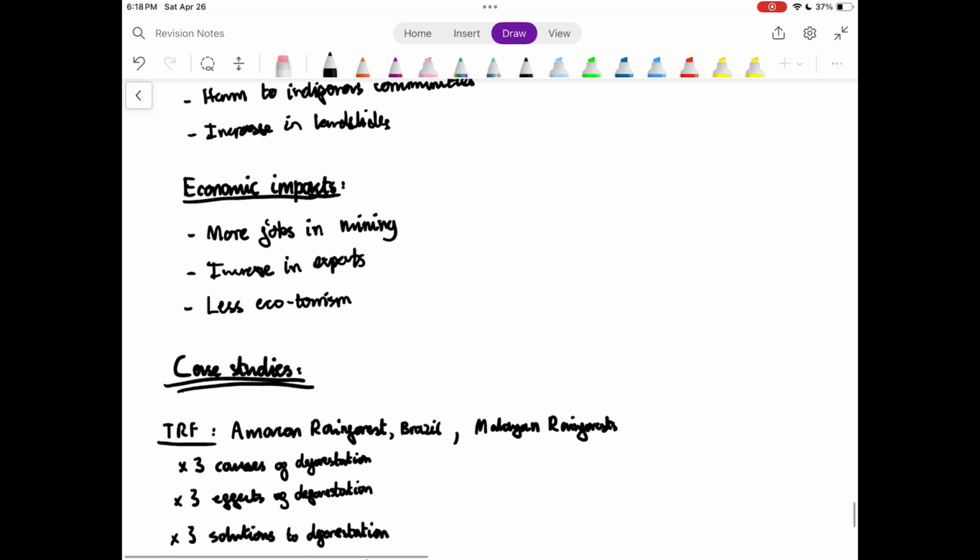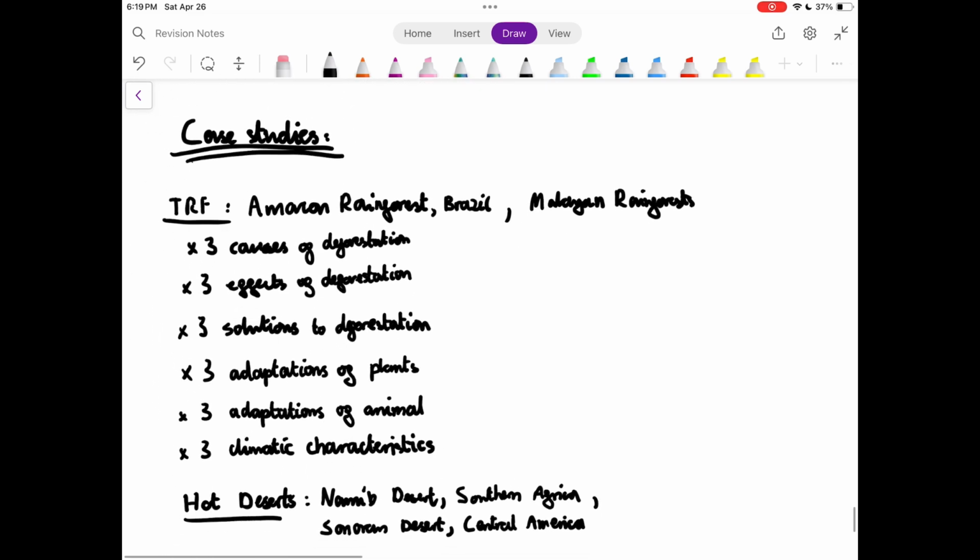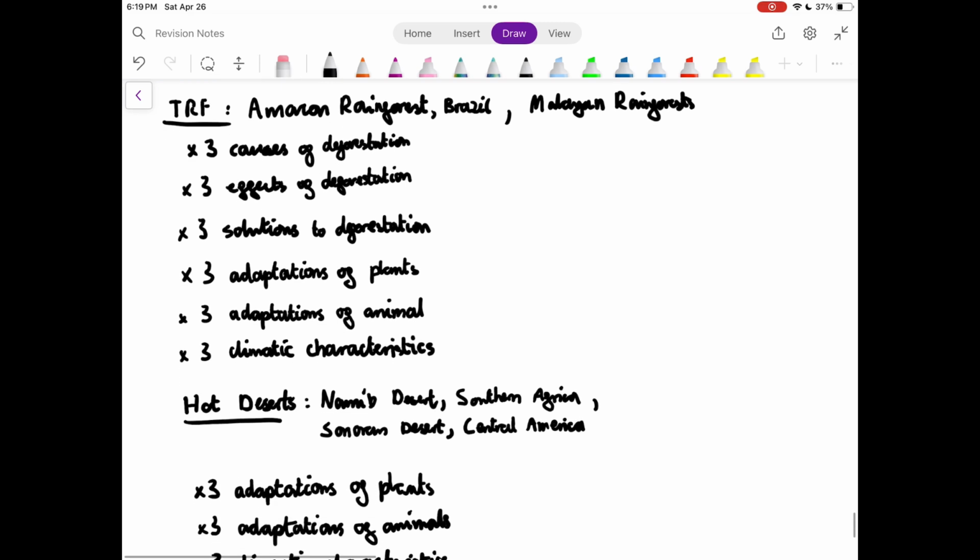Finally, we're going to be looking at the case studies you need for this topic. So the first is a case study of a tropical rainforest, and what you need to know are 3 causes of deforestation in that specific rainforest, 3 effects of deforestation, and also 3 solutions to deforestation in that forest. And you also need to know 3 adaptations of plants to survive in that forest, and 3 adaptations of animals, as well as 3 climatic characteristics that are found in those forests.